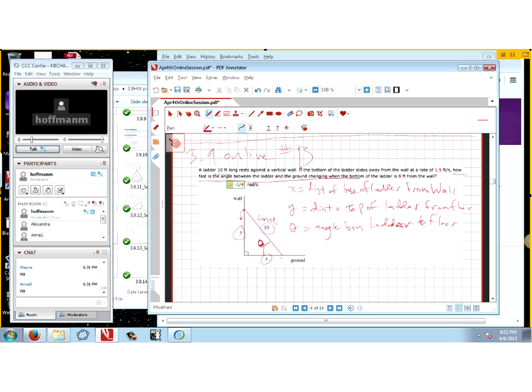Notice that as the ladder slides down, we may not need this, I'm just pointing things out. dy/dt is going to be negative, because this distance is going to be decreasing. Notice that x is going to be increasing, so dx/dt is going to be positive.